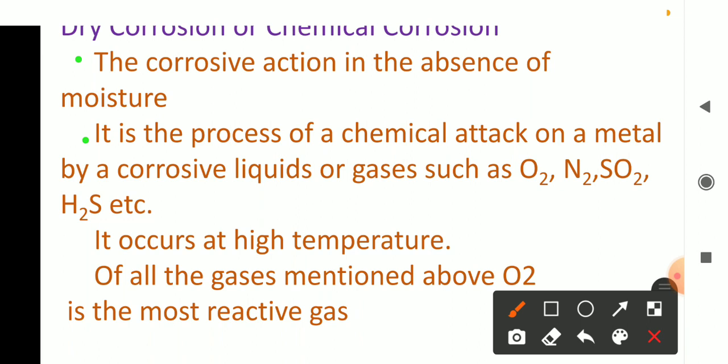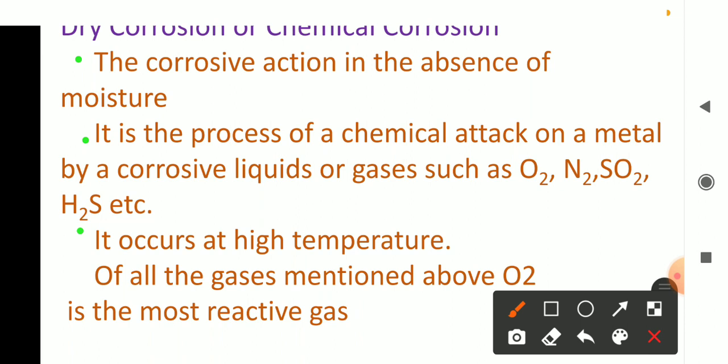And there is a condition given for this dry corrosion to occur. It occurs only at higher temperature. It is not possible at lower temperature. It is possible only at higher temperature. It is given that it occurs at high temperature. And dear students, here a number of gases are given. Those are oxygen, nitrogen, sulfur dioxide, hydrogen sulfide. And out of those gases, oxygen is the highly reactive gas which can produce dry corrosion.